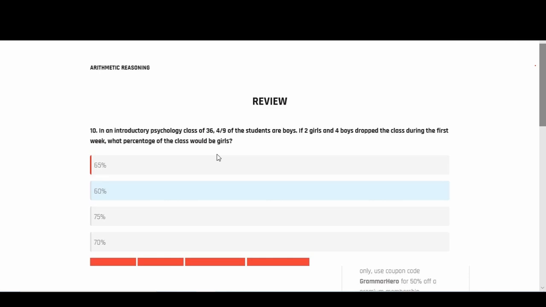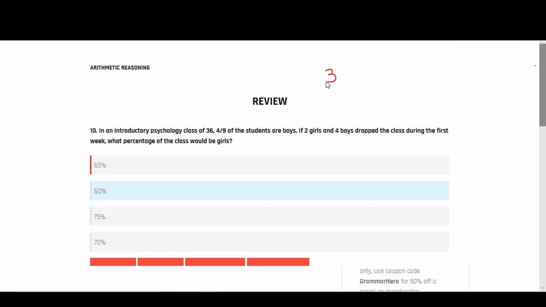Number 10 says, in an introductory psychology class of 36, 4/9 of the students are boys. If 2 girls and 4 boys drop the class during the first week, what percentage of the class would be girls? So instead of just asking you what percentage of the class is girls right away, we throw this twist in there of them dropping, and we never tell you how many there are. Instead, we give you a fraction.